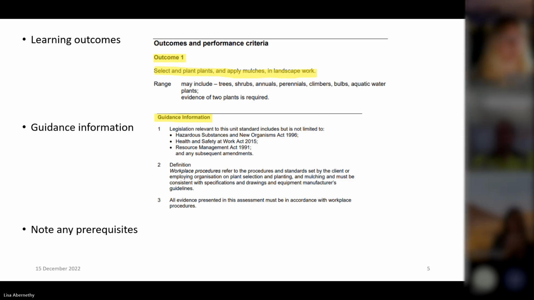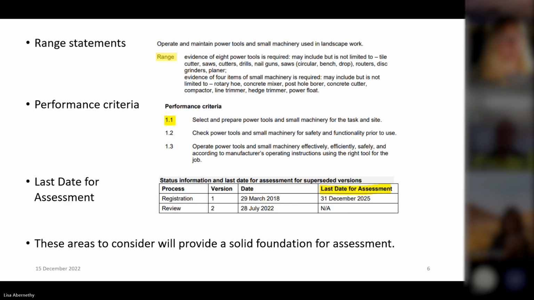Prerequisites. Unit standards may contain some entry information. This shows the prerequisite, which must be achieved before the learner can attempt the current assessment they're doing. And then we come on to range statements.